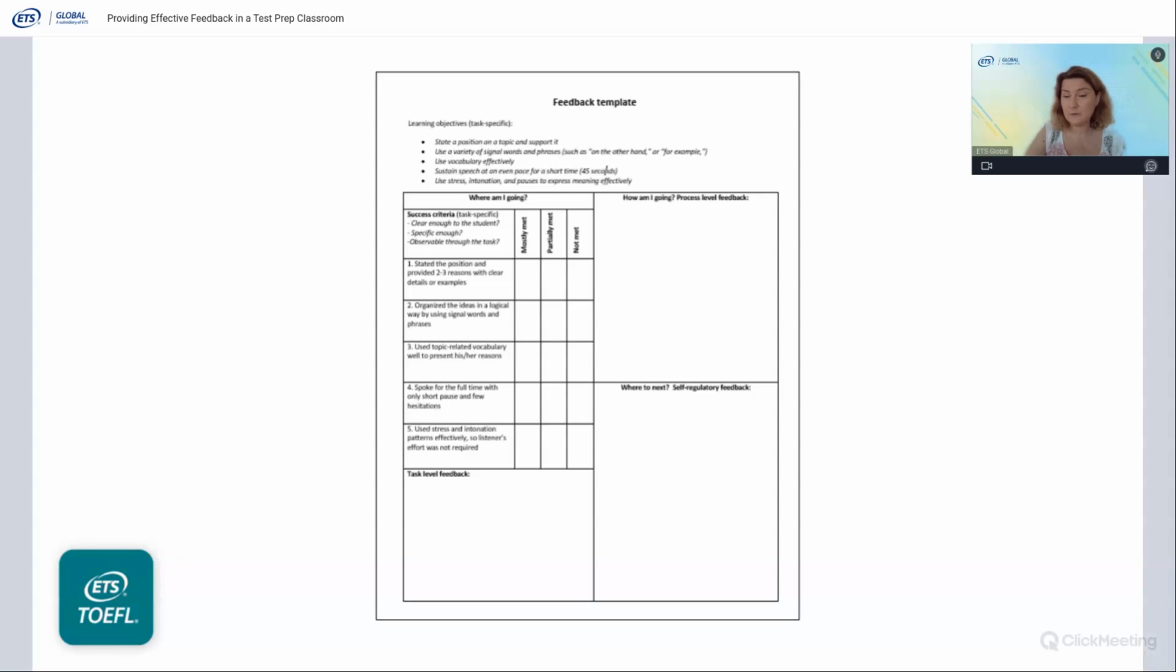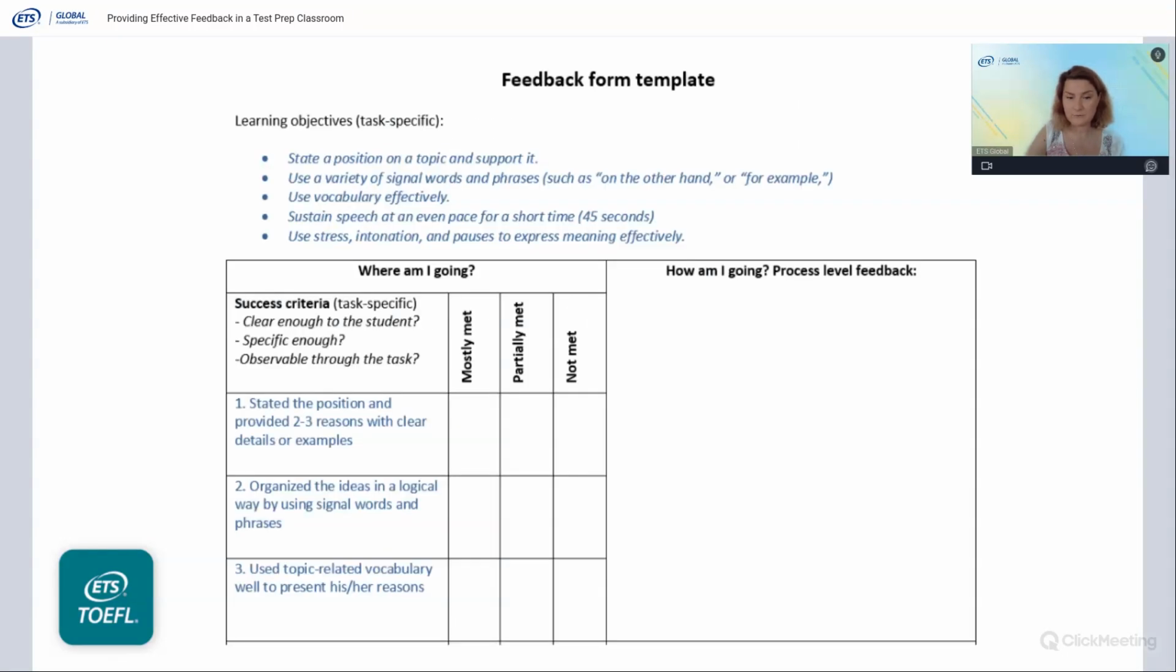Okay, so I've mentioned the template. This template you will receive in the follow-up message, and of course it's something that you can feel free to use in your classrooms, and I will zoom in to show you how this template has been built. So the parts in blue, of course, are task specific. The parts in black are universal. So you first need to list specific learning objectives for the particular task, and I copied the ones that we have already discussed. And then you have 3 parts. So you have where am I going? And here you have the success criteria.